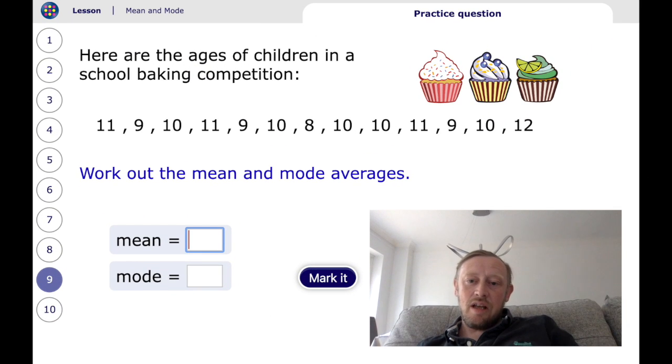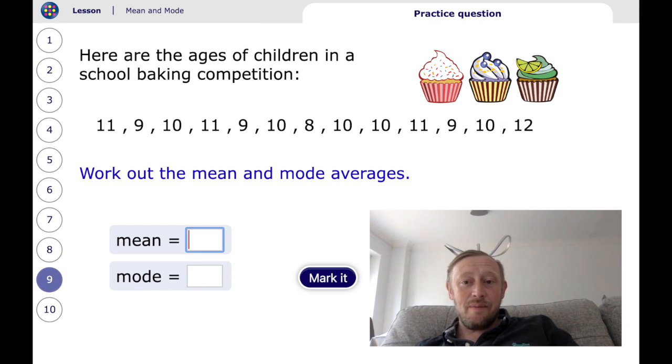Another chance to have a go. In this question, you need to work out the mean and the mode. So remember, the mean, you add up all the numbers and divide by the total numbers there are. And the mode is the most popular number. So pause the video, have a go, have a think about what the answers are, and we'll find out in a minute.